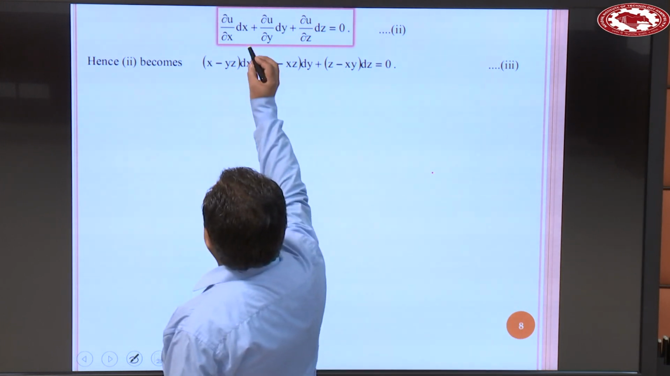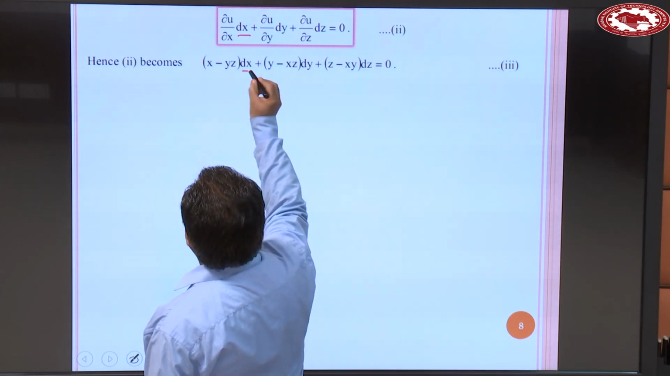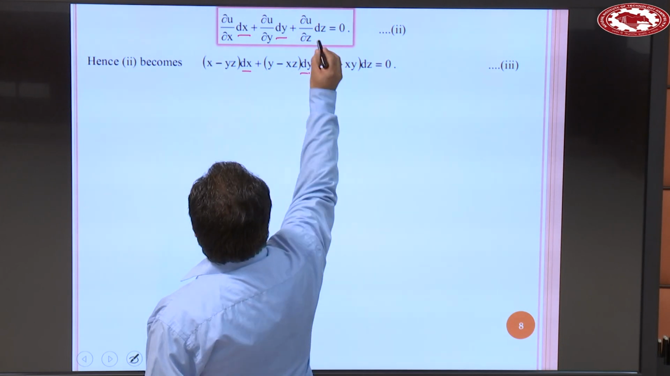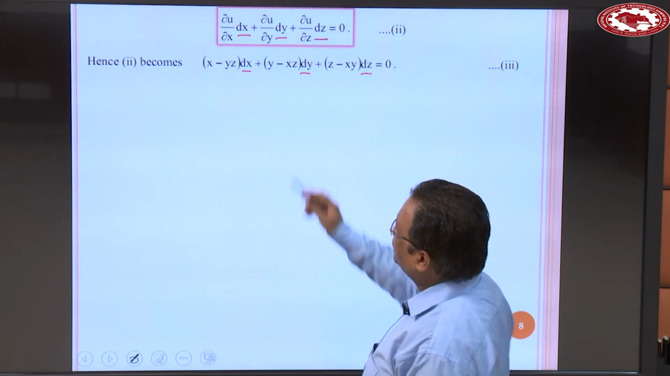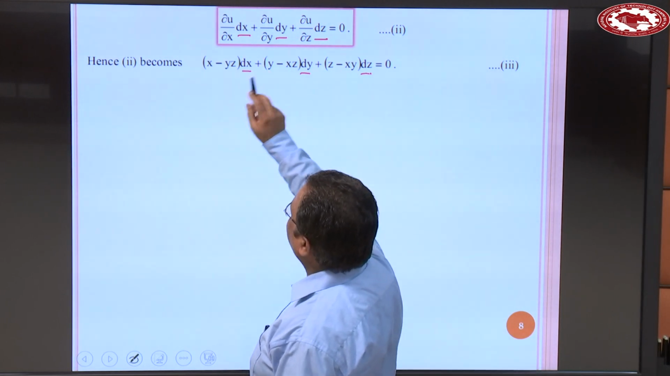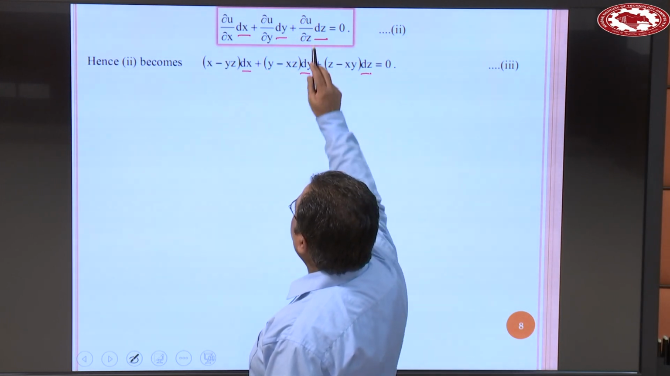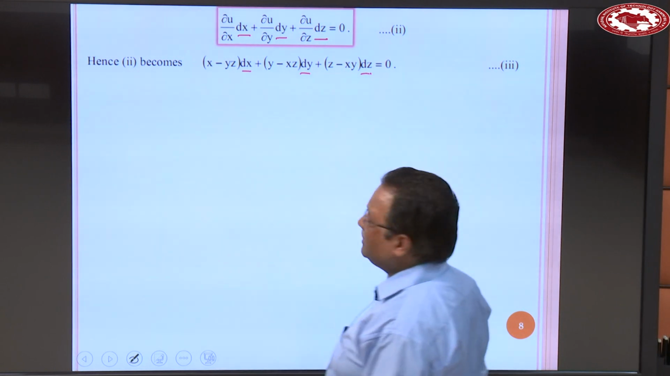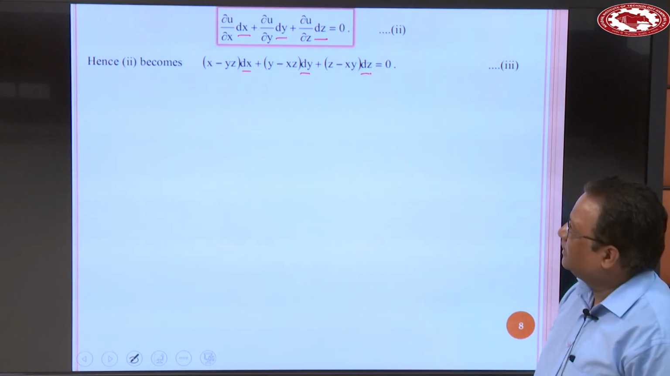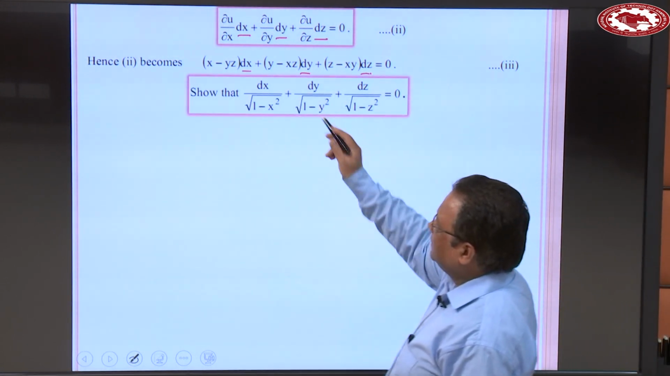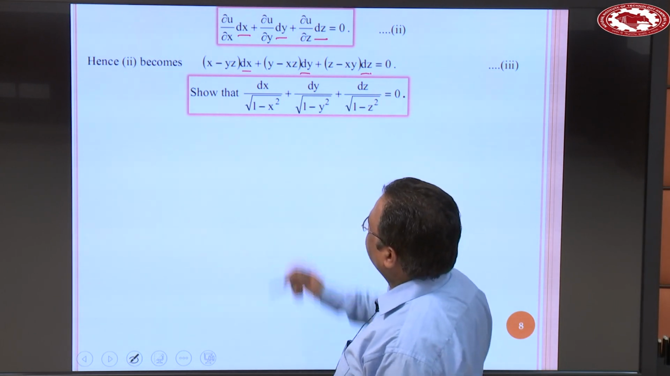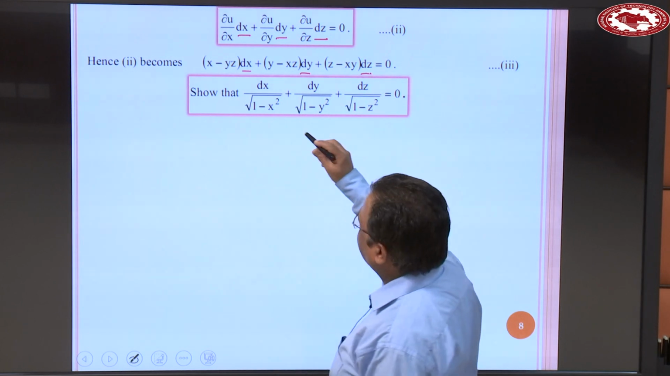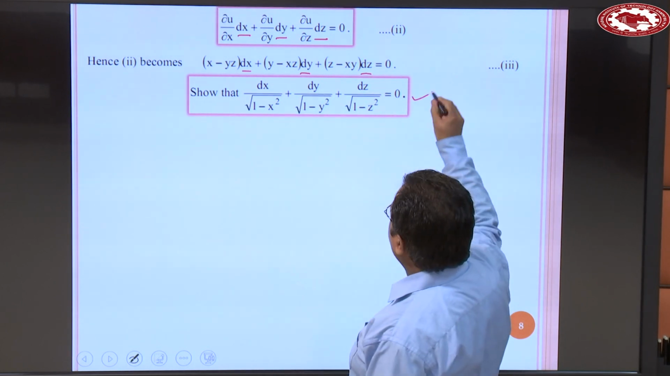Now, compare this: dx is here dx, dy here dy, dz here dz. This means you have to show that ∂u/∂x is x − yz, ∂u/∂y is y − xz, ∂u/∂z is z − xy. Okay. We have to show this type of result. So, when you substitute these values, we obtain this, and we have to show this type of result.